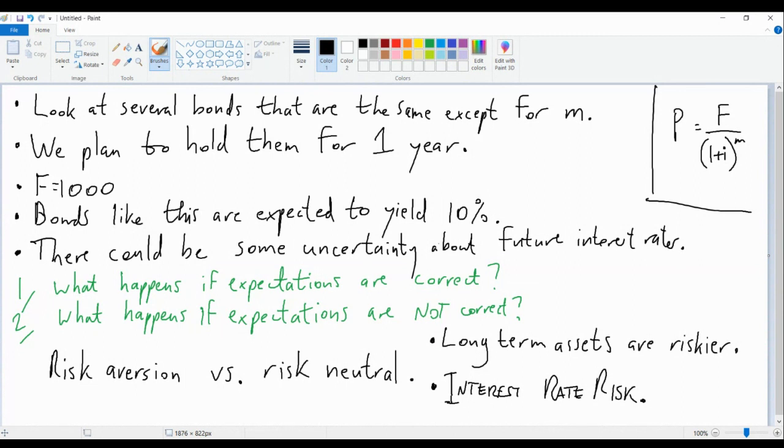Any questions or comments about this? We've applied the present value formula to several assets, figured out what it tells us they must be worth after a year, even if their maturity is longer, and seen that long-term assets are riskier because of interest rate risk.